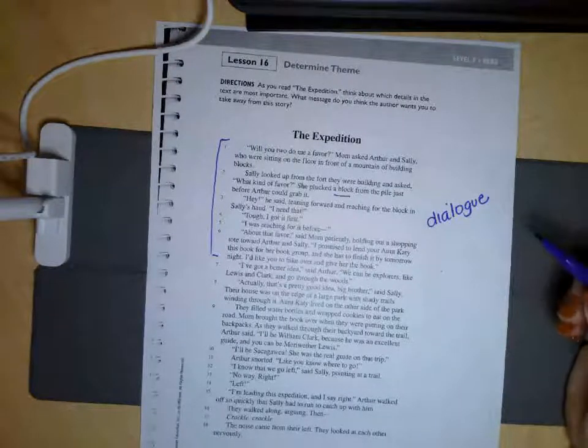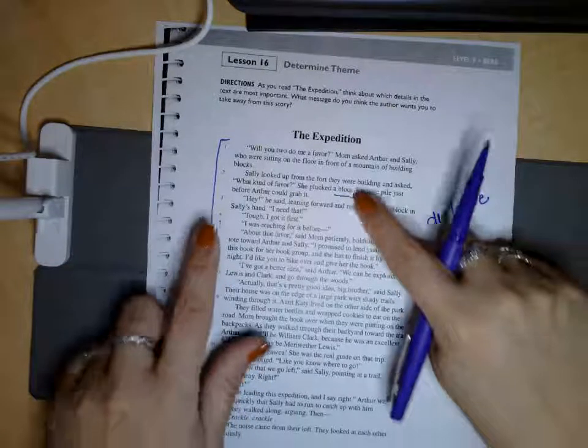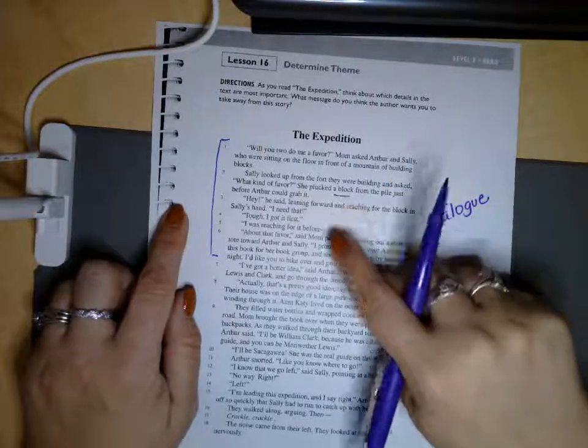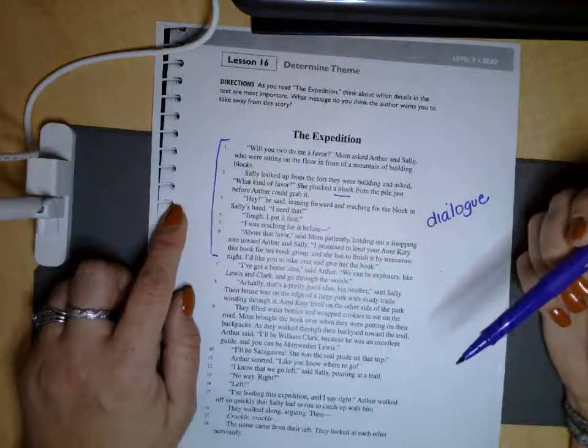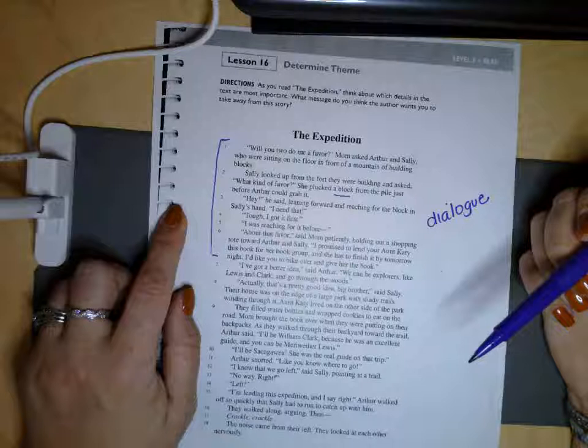Jace? What do you mean by love and hate? Sometimes they can be arguing, and then five minutes later, they're fine. So we could probably make a good inference that these two, Sally and Arthur, probably argue or quarrel or fight a lot.